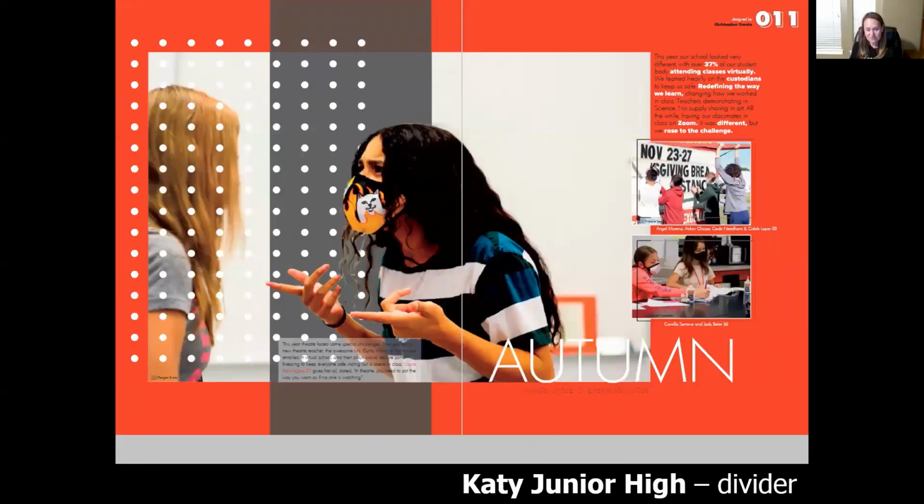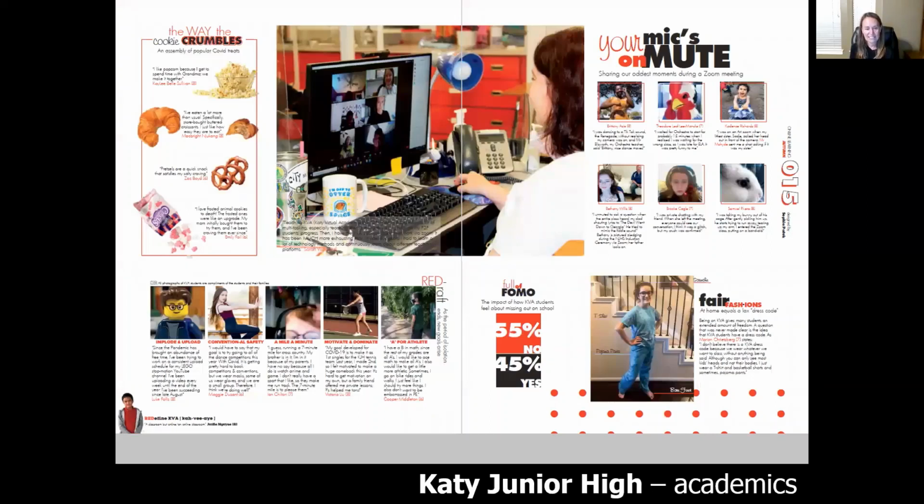Here's a divider. No surprise that it's red background. And just a little bit, they use the dot pattern again, but on top of a photo. And this was their autumn section. They did a chronological book, which was also very popular this year. And here's an academics page, just showing students' virtual learning, how learning was a little bit different this year, dress code, things like that during their classes.